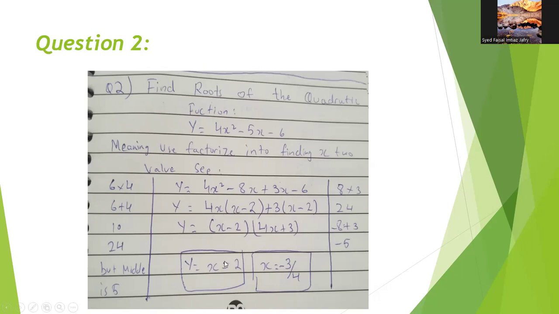Now we change it to an equation. Remember, when minus 2 goes to the right hand side, it becomes positive. When plus 3 goes to the right hand side, it will be negative. So we get x equal to 2 and x is equal to minus 3 upon 4. Moving forward.